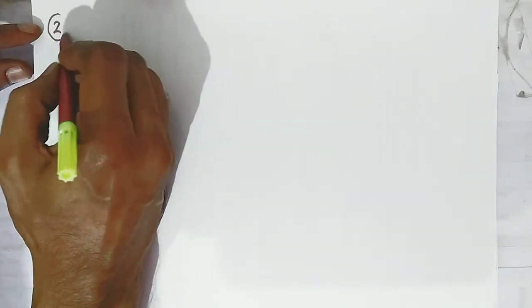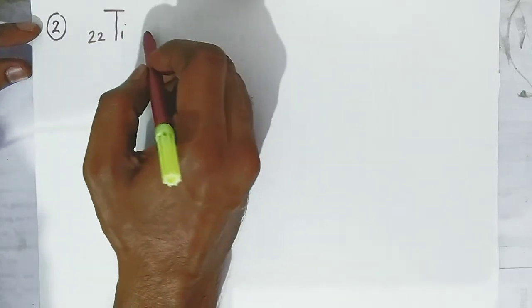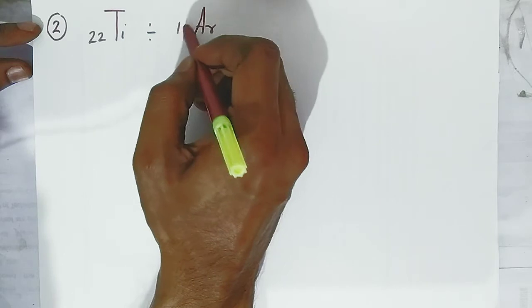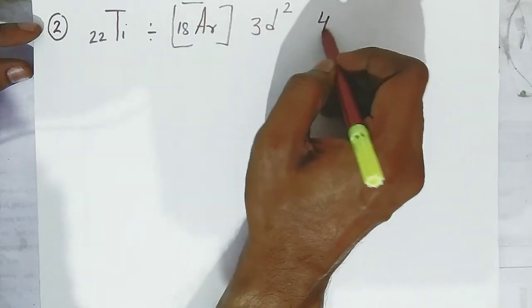Now students, the second element in the 3d transition elements that we are going to see is titanium. Titanium, students, atomic number is 22. Its electronic configuration we write as argon 18, and now 4 electrons are distributed like this: 3d2 and 4s2.